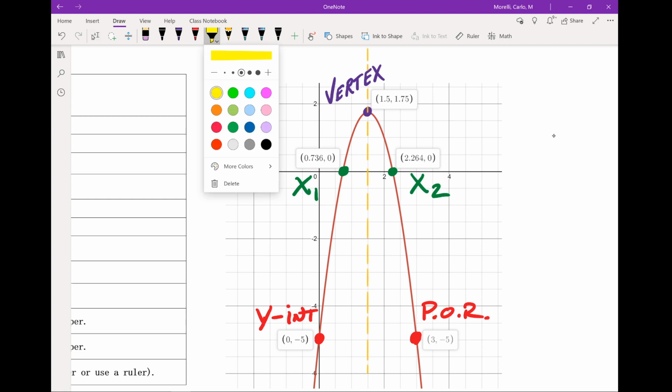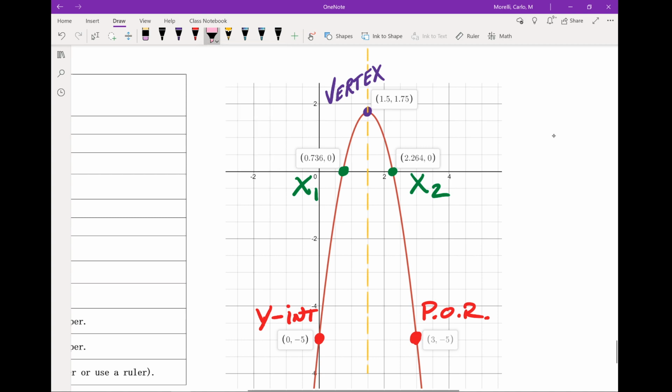Guys, are we starting to see how the axis of symmetry splits the graph into two completely symmetrical images? Yeah. Have you guys ever done those ink blot tests? Like it's called Rorschach tests, where they have some symmetrical images.